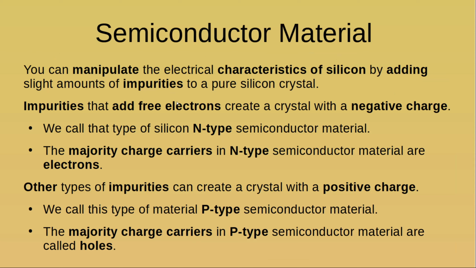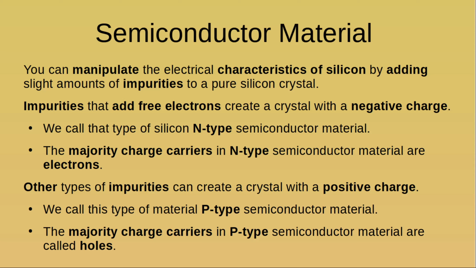So if we add material, if they add free electrons, then it gives that crystal a negative charge, or an excess of free electrons. We call it N-type semiconductor material. They call it majority charge carriers, which are electrons in the N-type. The charge carriers in the P-type are holes.